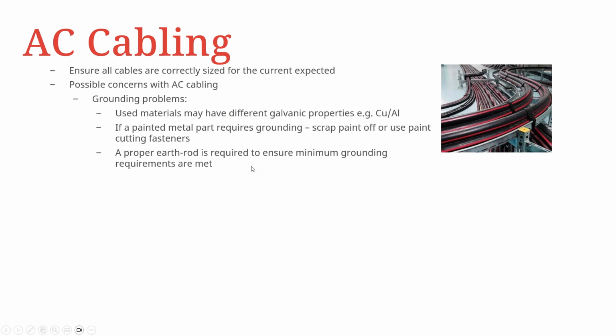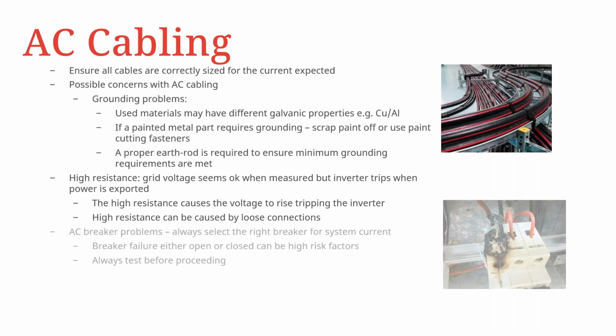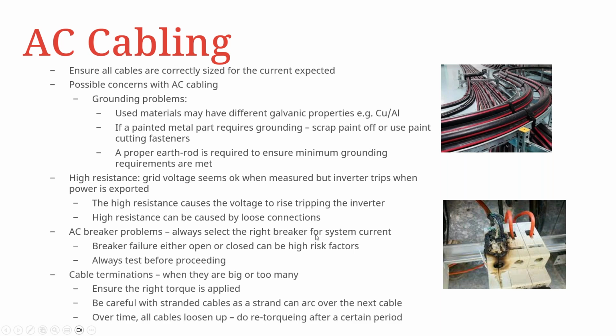So for AC cabling, please ensure that all cables are correctly sized, as earlier mentioned, both of course for the DC. Ensure that there are no grounding anomalies. Ensure that all cases of high resistance are attended to. And then, most importantly, ensure that your breakers are appropriately sized and, of course, in optimal working condition. Otherwise, we might end up having problems such as these.